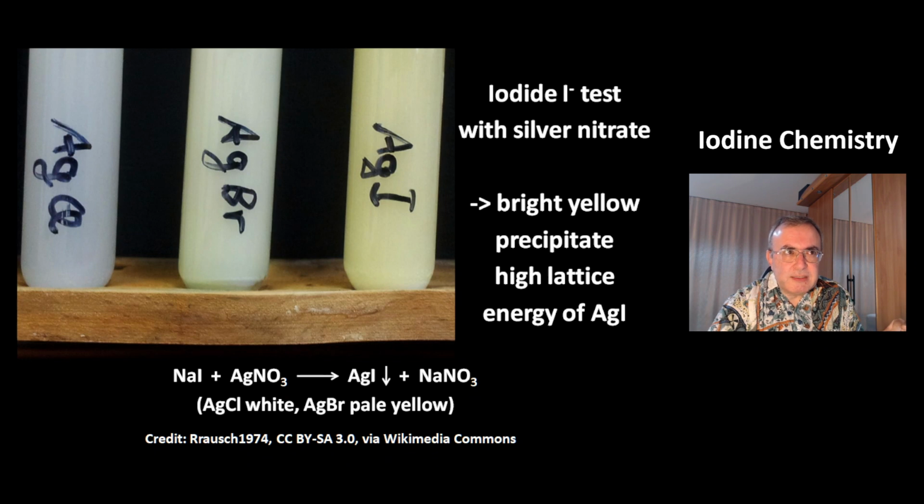This is how you can test iodide with a solution of silver nitrate. This gives you a bright yellow precipitate. The reason is the high lattice energy of silver iodide. This is in the picture on the right, that's silver iodide, bright yellow. In the middle, that's pale yellow silver bromide, and at the left, white, that's silver chloride. And this is the chemical reaction. Sodium iodide plus silver nitrate gives you silver iodide precipitate plus sodium nitrate.